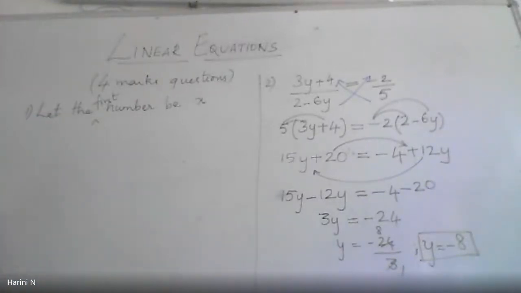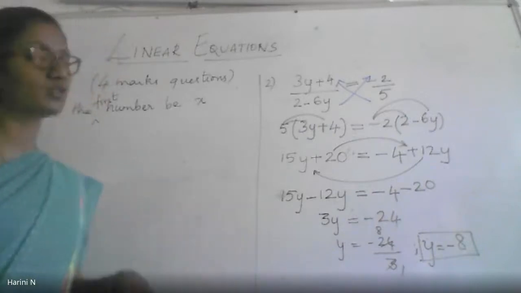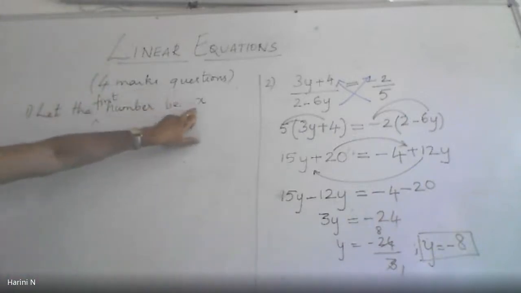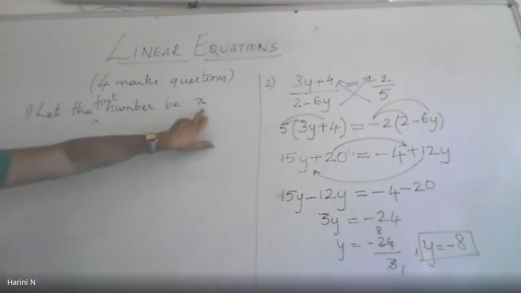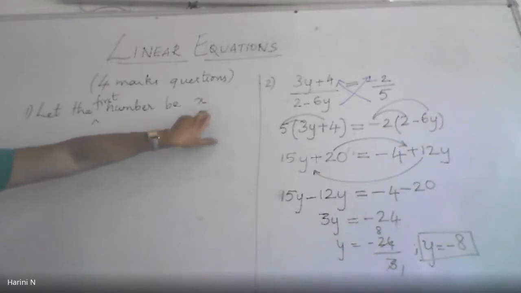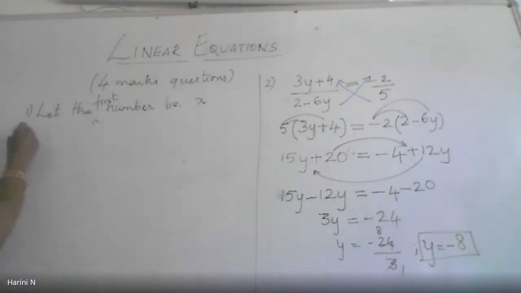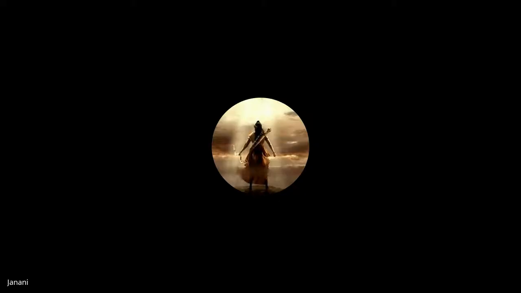It is told that one number exceeds the other by 15. So if my first number is x, can you tell the second number also in terms of x? The first number is x. The second number is exceeding the first number by 15. That means it is 15 more than the first number. So if the first number is x, then can you guess what will be the second number? Ma'am, x plus 15.